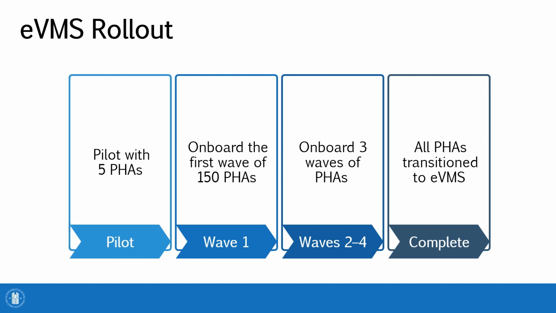The EVMS rollout started with a pilot program in 2022. 4 individual rollout waves are planned. During Wave 1, HUD will onboard a wave of 150 PHAs. Waves 2 through 4 will onboard additional PHAs until the program is completed, meaning all PHAs have transitioned to EVMS.